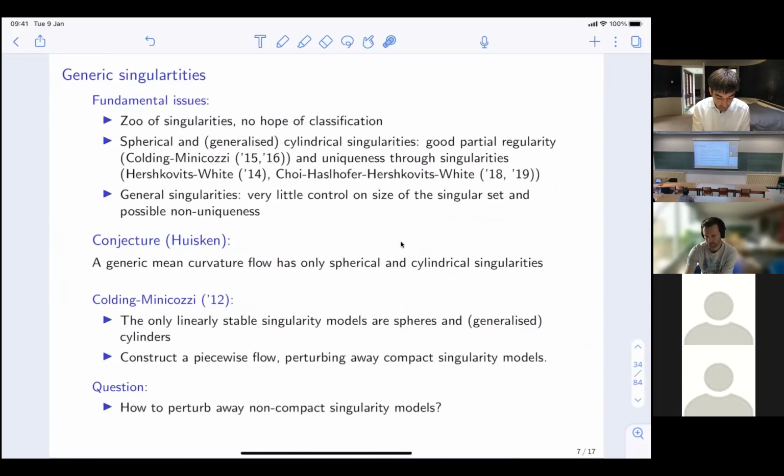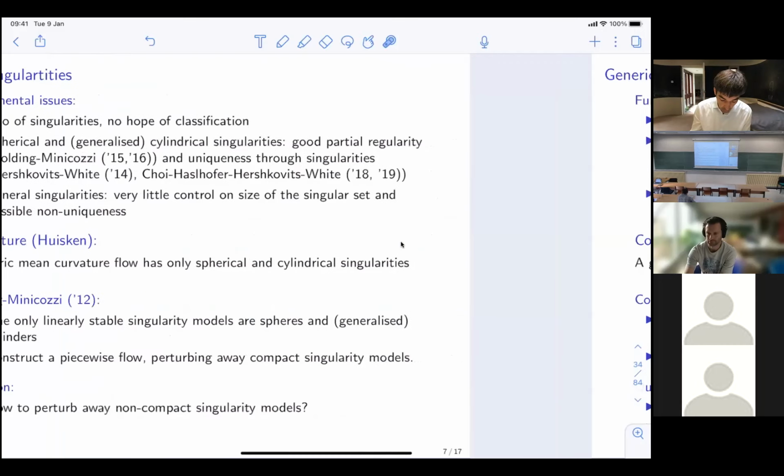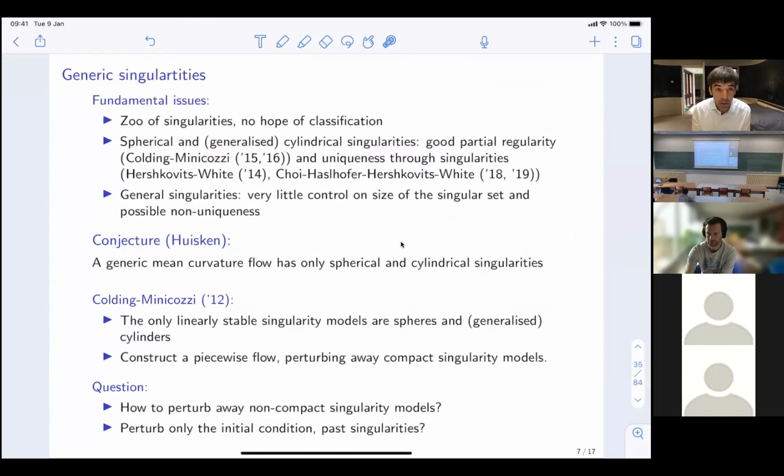Now, the question is how can we perturb away non-compact singularity models like asymptotically conical shrinkers? What we actually would like to do is to only perturb the initial condition. We want to say, okay, we wiggle the initial condition a tiny little bit, and then we make sure that there are no other, non-generic singularities. What we would really like to do is make this even work past singularities.